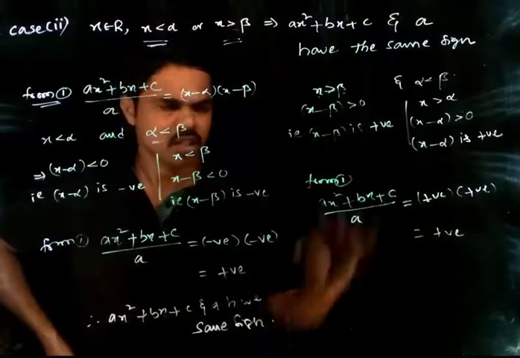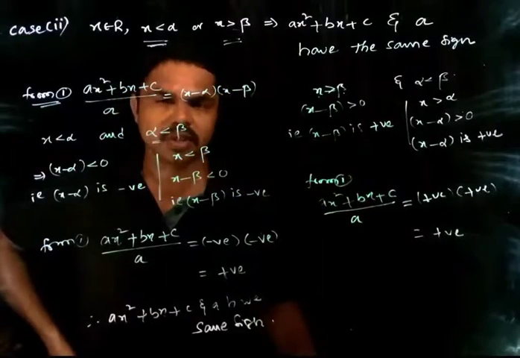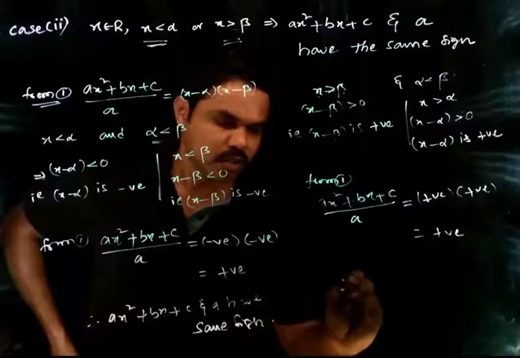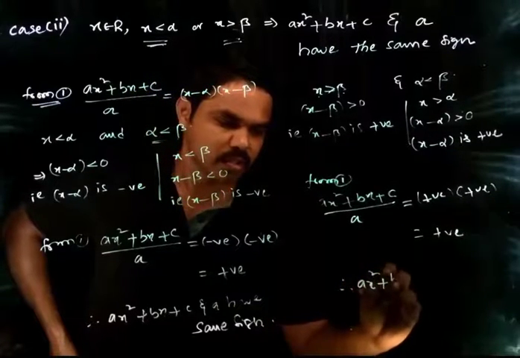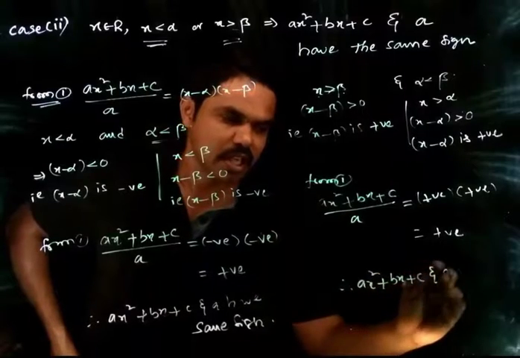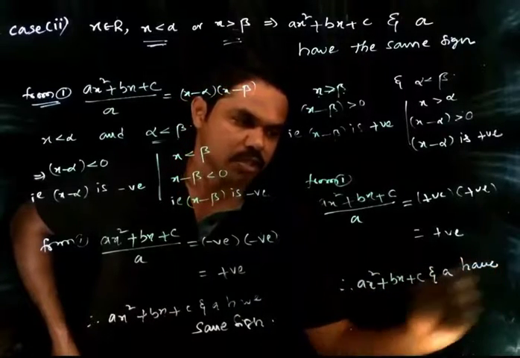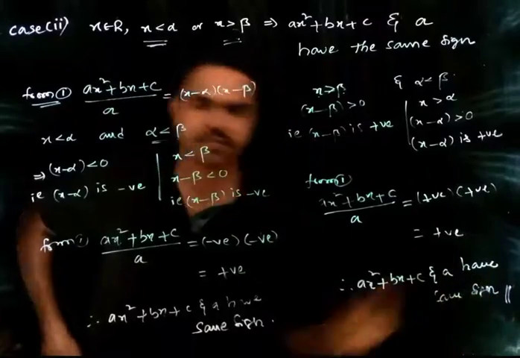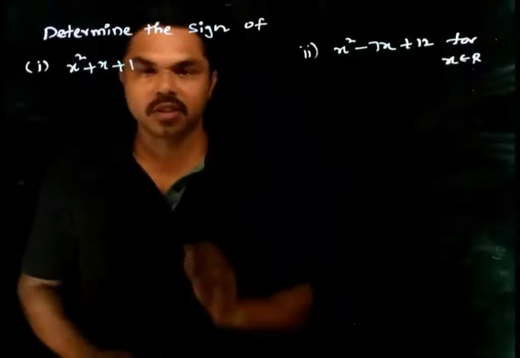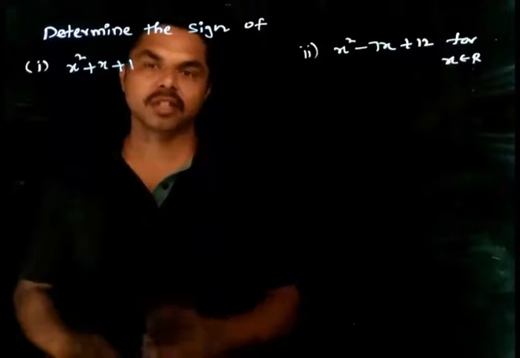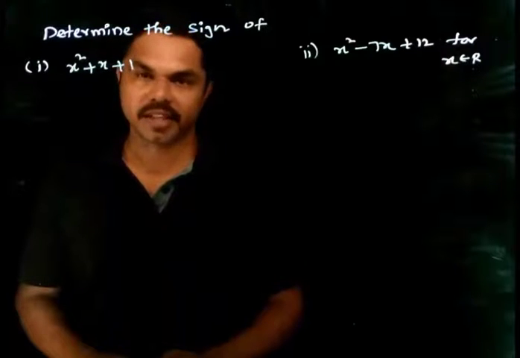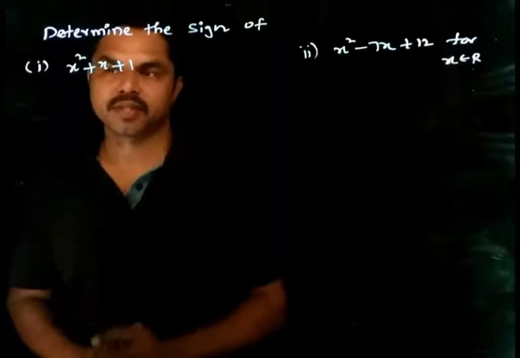Again same thing. The fraction is positive only when numerator and denominator both have the same sign. Therefore, ax square plus bx plus c and a have the same sign. So this is the theorem. Now come to the questions. How will the theorems help us to find the sign change of a quadratic expression? Come to the first question.